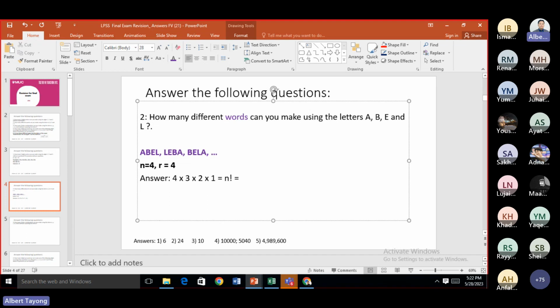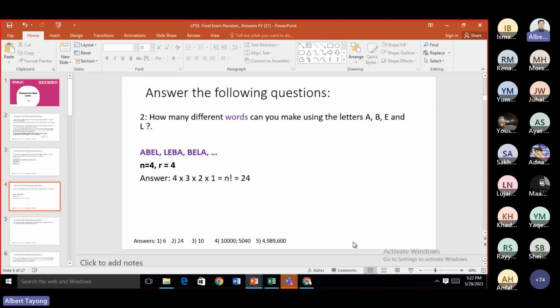Okay, using all and you are just rearranging, that is n factorial. It keeps on decreasing every time because we don't have any repetition, right? This is permutation without repetition because A is unique, B is unique, E and L, we don't have any duplicates there. So the answer actually is 24. I hope that is clear.